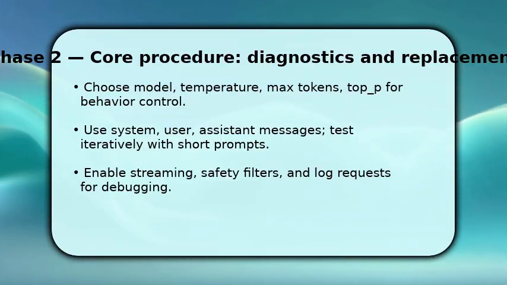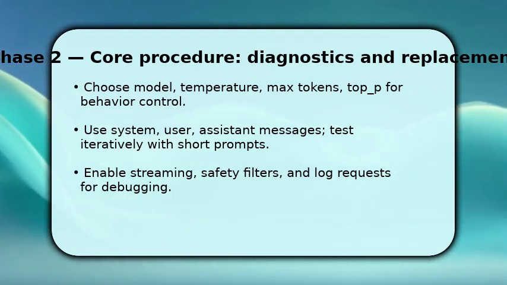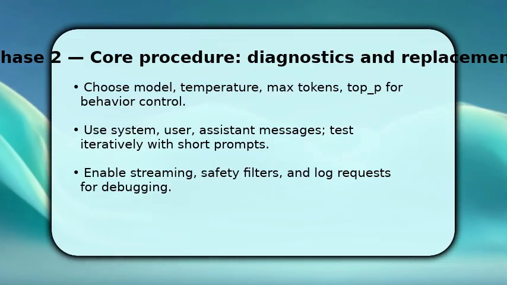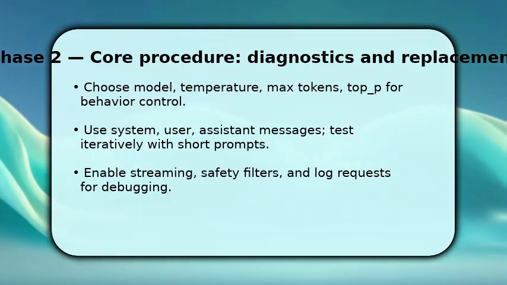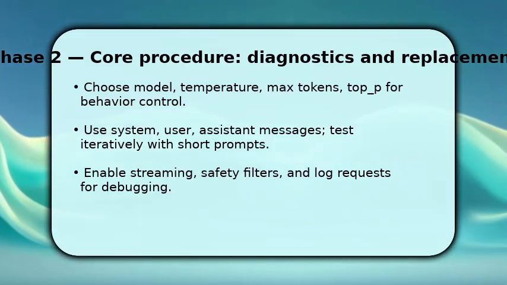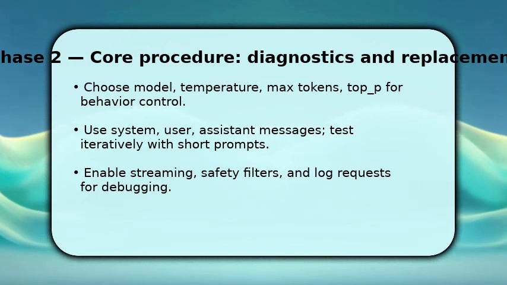Test iteratively with short prompts, adjusting top P and stop sequences. Keep an eye on token usage and cost. If you need real-time output, enable streaming. Log each request and response so you can reproduce or refine results later.